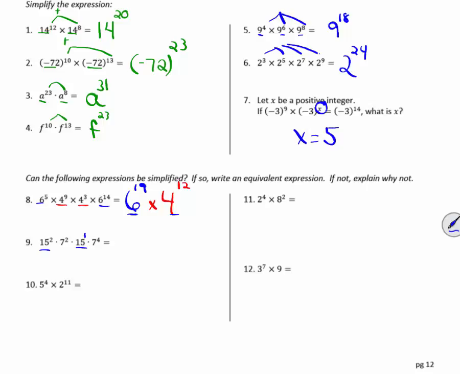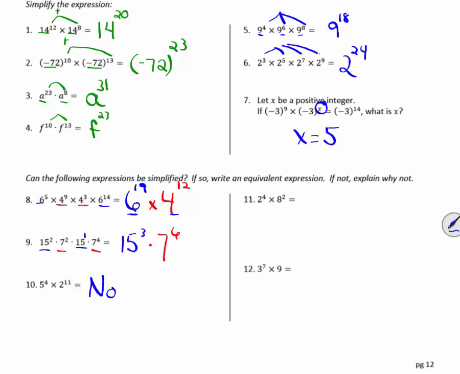If I don't see an exponent, it's always a 1. So this is going to be 15 to the third. Then I'm going to have my 7's times 7 to the 6th. Number 10 cannot be simplified. I have a 5 and a 2, those do not match. Over here, this is 2 to the 4th, and then I have 8 to the 2nd.